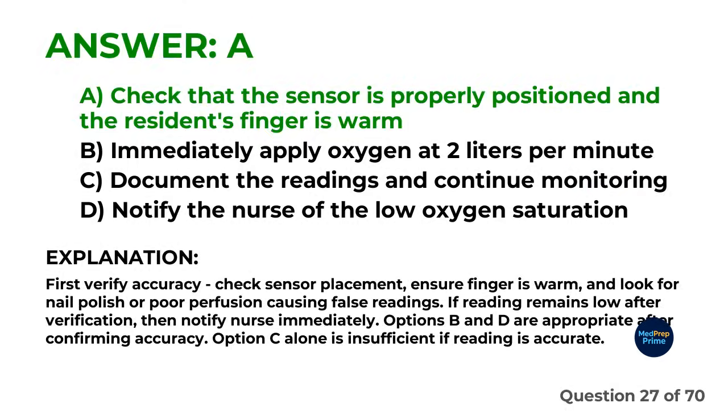Correct answer, A. First, verify accuracy. Check sensor placement, ensure finger is warm, and look for nail polish or poor perfusion causing false readings. If reading remains low after verification, then notify nurse immediately. Options B and D are appropriate after confirming accuracy. Option C alone is insufficient if reading is accurate.